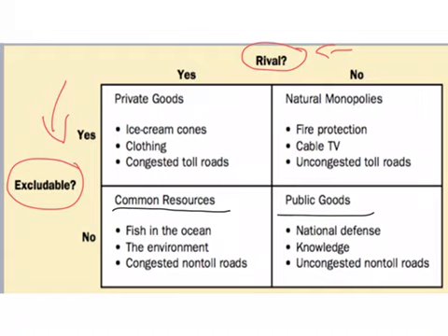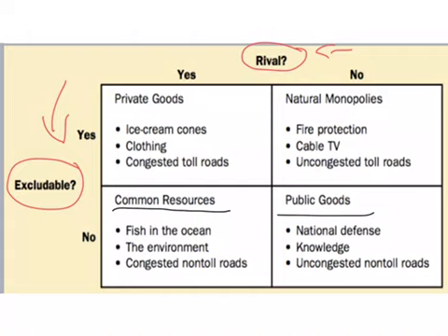Uncongested non-toll roads are another great example of a public good. Because it's not a toll road, there's no excludability factor here. No one has to pay to access it. It's free to access. And because it's not congested, you can choose whatever lane you would like to drive in. So there's no competition for driving lanes. So it would be non-excludable and non-rivalrous.